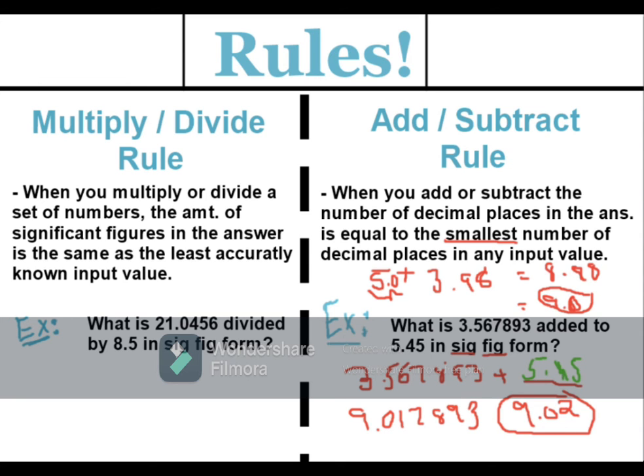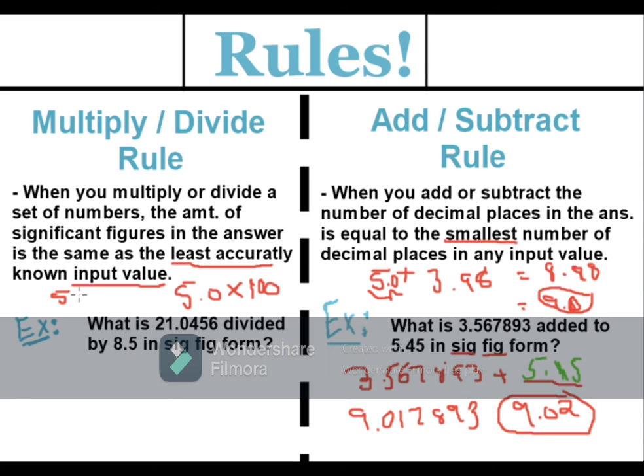Okay, so now let's do the multiplying and dividing rule. The rule is when you multiply or divide a set of numbers, the amount of significant figures in the answer is the same as the least accurate known input value. So that just means if you have like 5.0 times 10, you get 50. No, wait. 5.0 times 100. So you get 500. Okay, so you get 500.